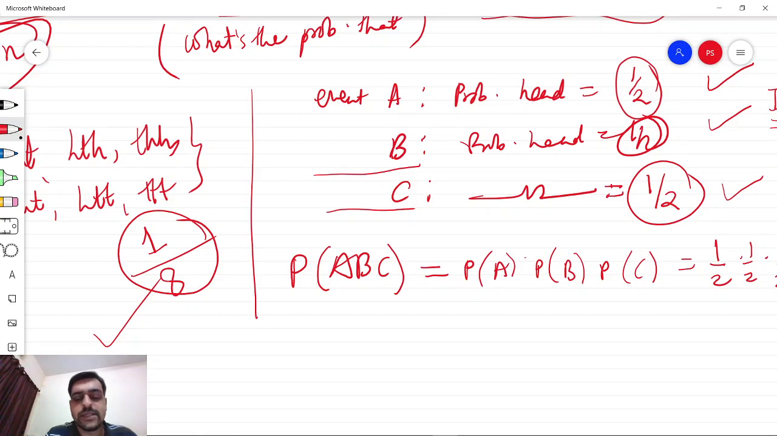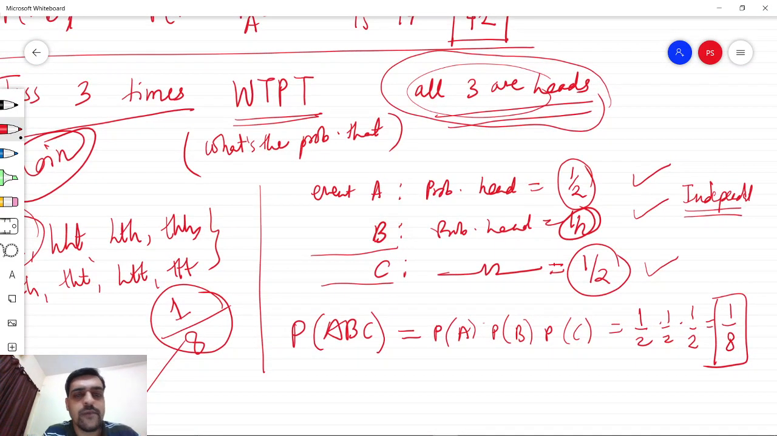So this was a brief discussion regarding the two fundamental theorems of probability.